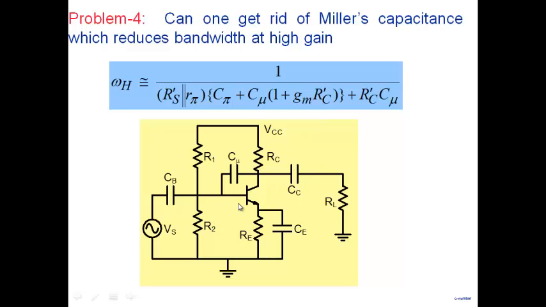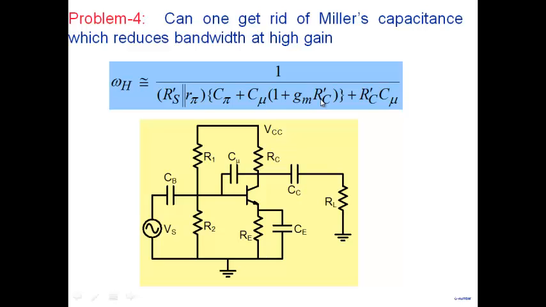So if you try, in a common emitter amplifier, to build up gain, the gain gets multiplied with C mu and appears at the input and pulls the cutoff frequency low. So the issue is that I'm looking for an amplifier where I don't suffer from this Miller's effect. What is Miller's effect? Miller's effect is that any capacitance connected between input and output gets multiplied by the gain and appears at the input here. It gets multiplied by the gain of the amplifier here, C mu multiplied by gm RC. So I'm looking for an amplifier which does not suffer from Miller's effect.